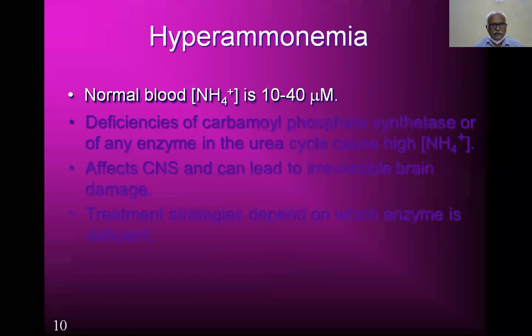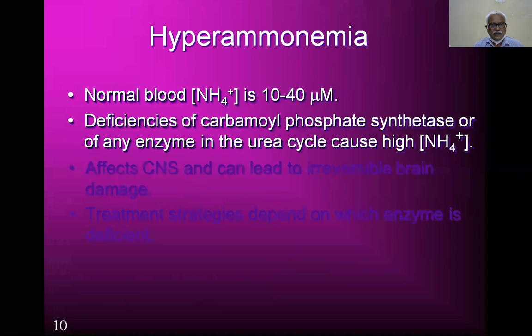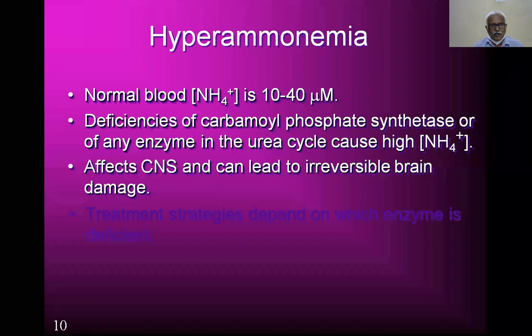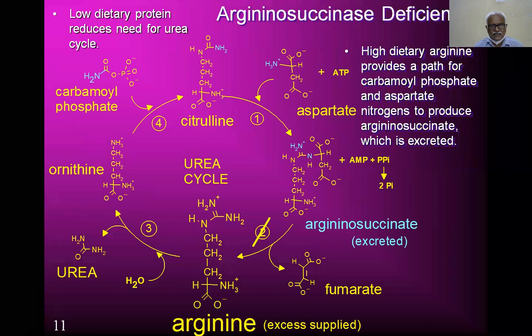Then hyperammonemia. Normal blood ammonia is 10 to 14 micromoles. Deficiencies of carbamoyl phosphate synthase or any enzyme in the urea cycle cause high ammonia levels. It affects the central nervous system and can lead to irreversible brain damage. Treatment strategies depend on which enzyme is deficient. So for argininosuccinase deficiency, excess arginine should be supplied. So the block is at number 2.